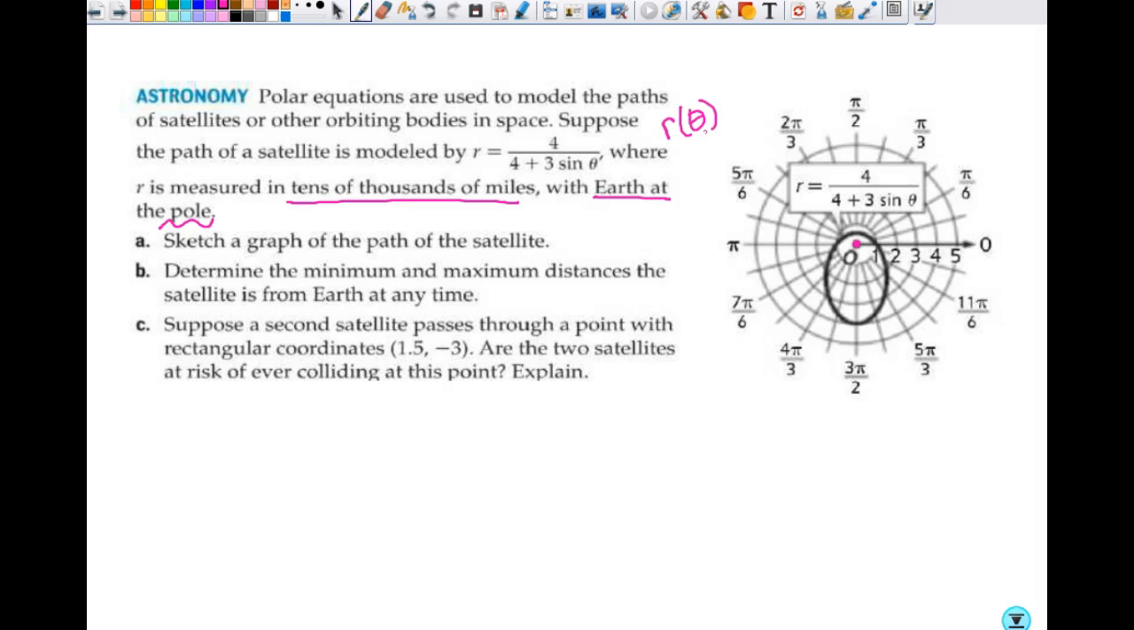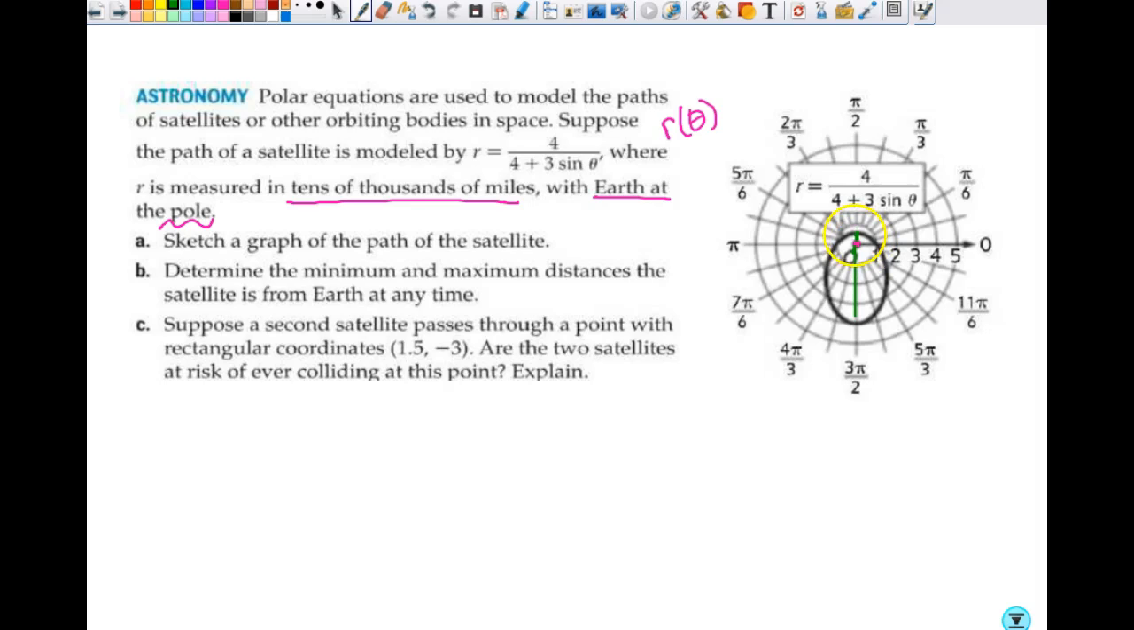Then it says, determine the minimum and maximum distances the satellite is from Earth at any time. Well, the ellipse shows the path of the satellite, right? So the minimum distance, wouldn't that be right here? And the maximum distance would be right there. If I can draw. Make sense? This would be my maximum. This would be my minimum. Since Earth is the pole, both of those are a radius as far as polar coordinates are concerned. Does that make sense to you? So I want to figure out what they are.